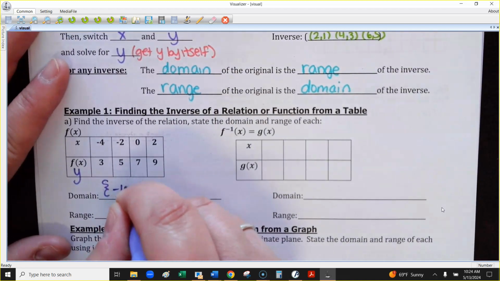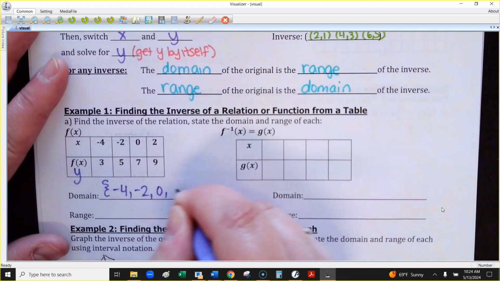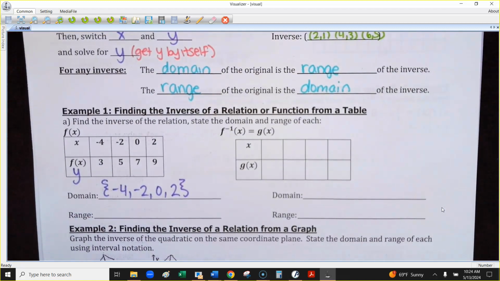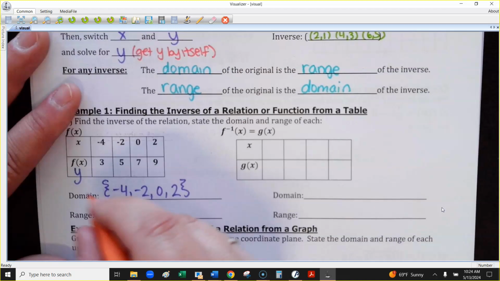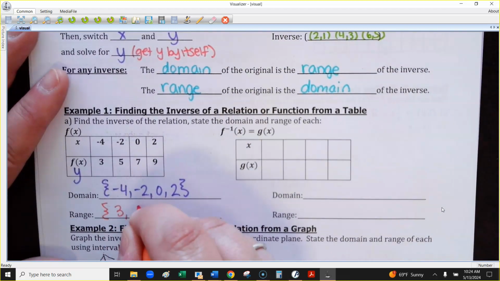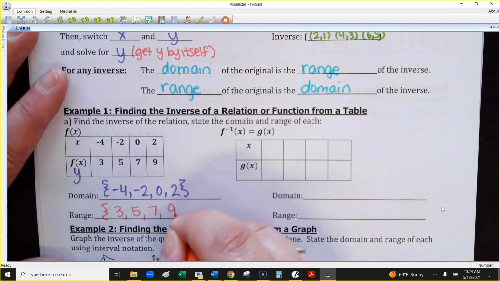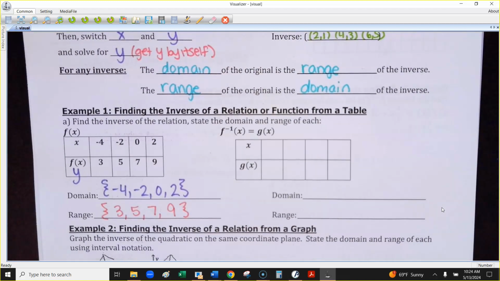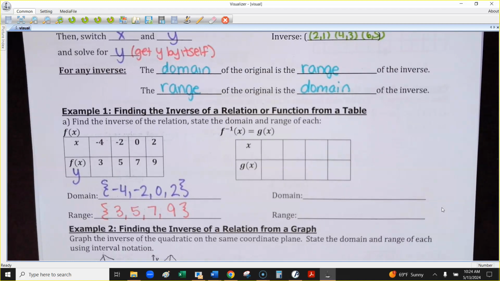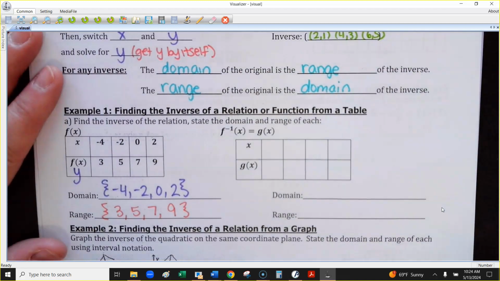So -4, -2, 0, 2. If any of them repeat, you don't have to list them again, but all of those are going to be different. To do the range, you literally just list the y coordinates of the points. They do not have to come in any particular order. I'm just listing them left to right as they appear on the table. And they have a little squiggly line instead of a bracket or parenthesis to let you know those are just individual points.